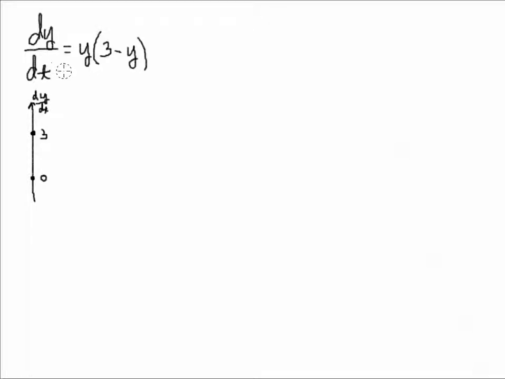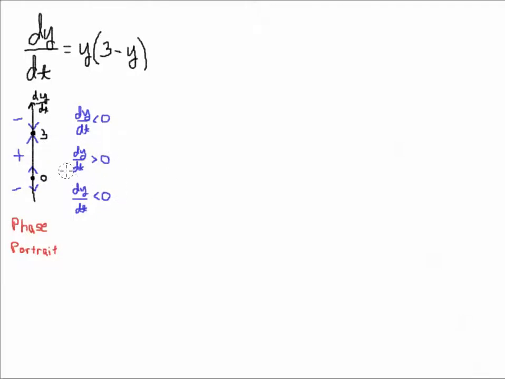So first thing I do is I look for the intercepts here, y equals 3 and y equals 0, and I place them on the line. You'll notice that I made this line vertical. There's a reason for that. We typically do that in ODEs. And the reason is we call that a phase portrait, and when we actually draw the slope field, you'll see this will match up real nicely with our slope field.